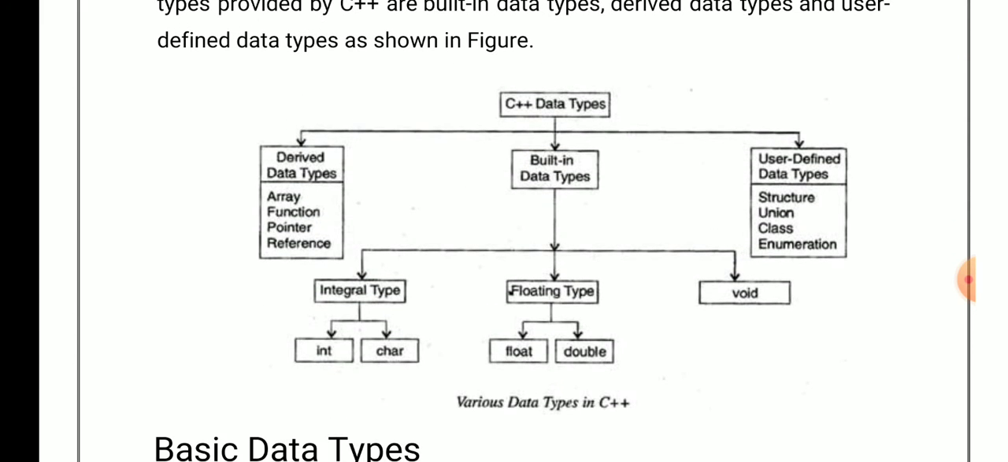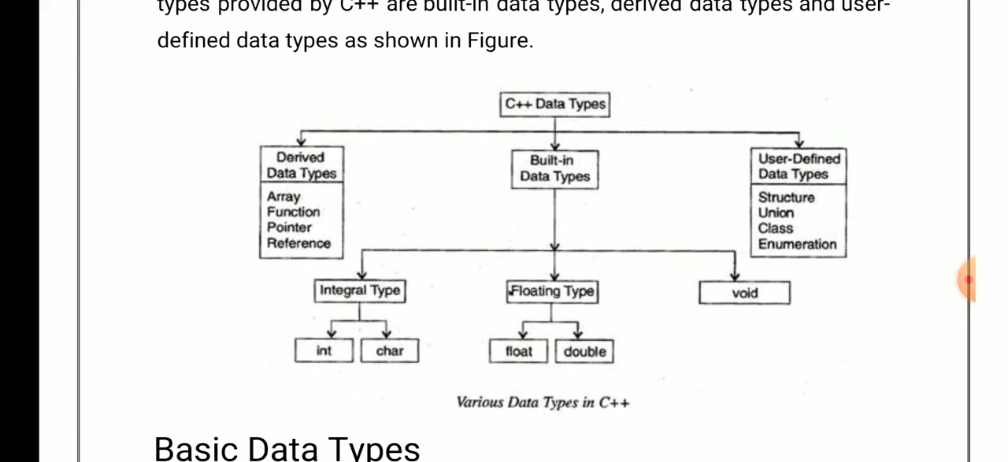So dear students, these are the different types of data type in C++. Number one is built-in data type, number two is derived data type, number three is user defined data type. Built-in data types are those that are already defined in the library of the compiler, just like integer and float. If you want to represent a numerical value, then you can use integer data type. If you want to represent a decimal value, then you can use floating data type.